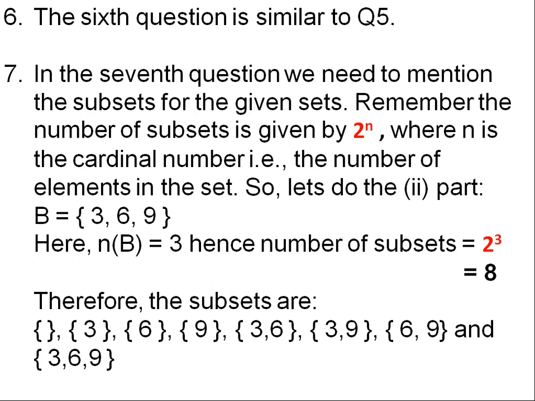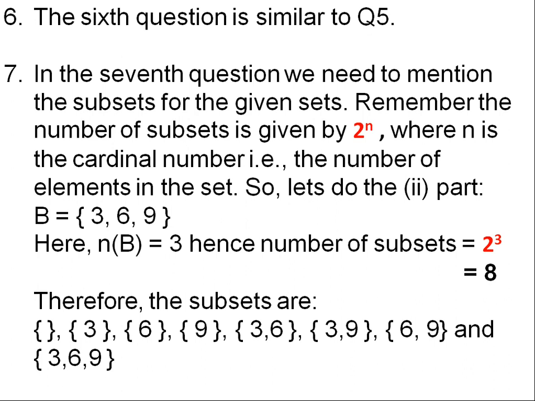So let's do the second part, where B is given as, within curly brackets, 3, 6, 9. So the cardinal number of B will be 3. Hence the number of subsets will be given by 2 raised to the power 3, which becomes 2 into 2 into 2, which is equal to 8. Therefore, the total number of subsets will be 8.